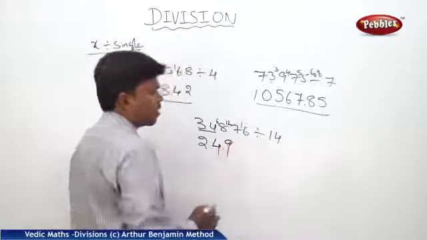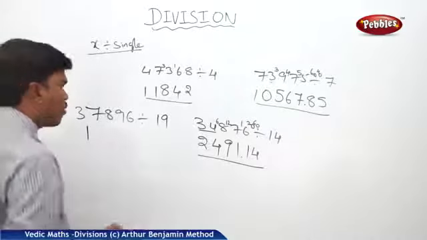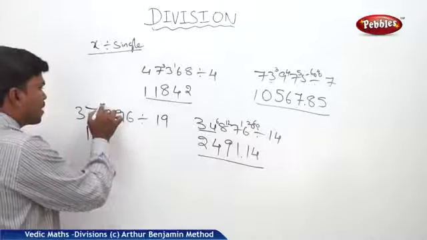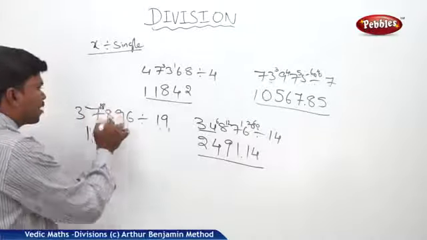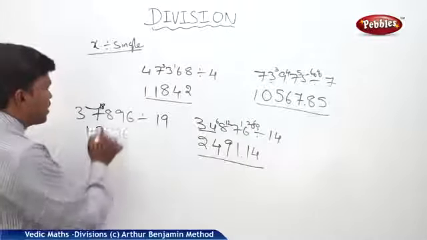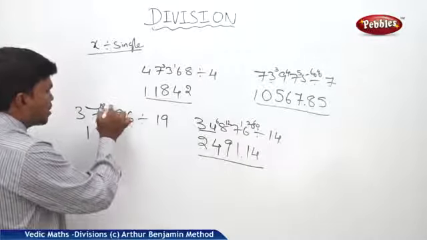37896 divided by 19. So first 3 doesn't go. So 37, yes. But how many times? Only 1 time. 37 minus 19. How much? 18. So 18 will be my remainder here. 188. How many times does it go? 9 times. 19 9s are 171. So what is the remainder? 188 minus 171. So the remainder is 17.